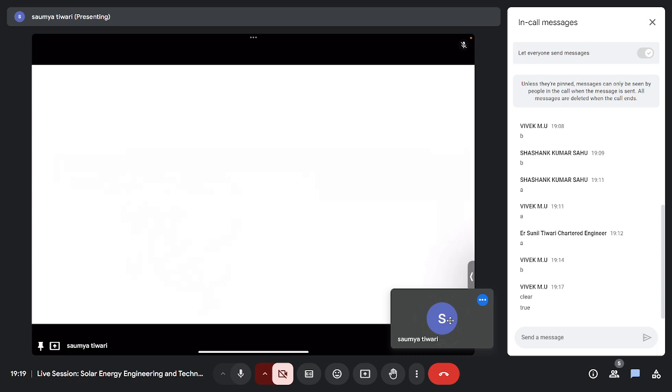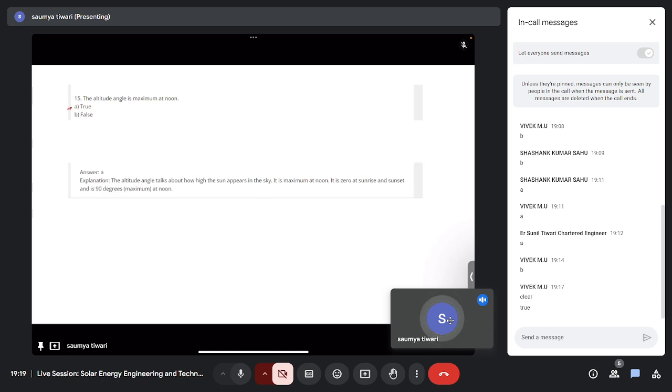So let's discuss this question also. The question asks whether the altitude angle is maximum at noon or not. Is it true or false? Vivek has answered true. So let's see. So this option is correct.